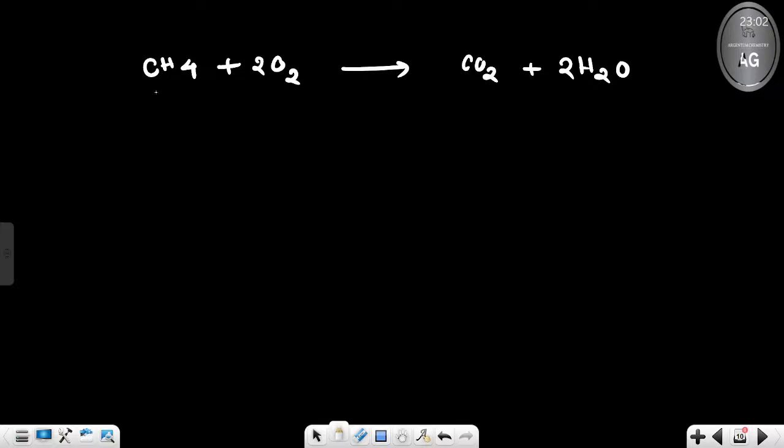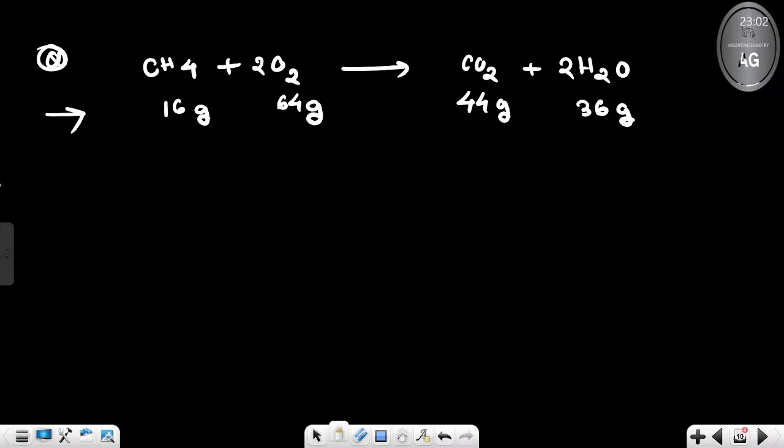Okay, now see, methane's mass is 16 gram. Oxygen's mass is 64 gram. No, it is 32, but the coefficient is 2, so 64 gram. Carbon dioxide is 44 gram. Water is 18 into 2, 36 gram. This much basic stoichiometry calculation you should be able to do from class 10.